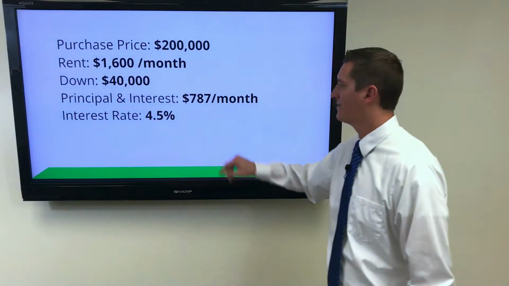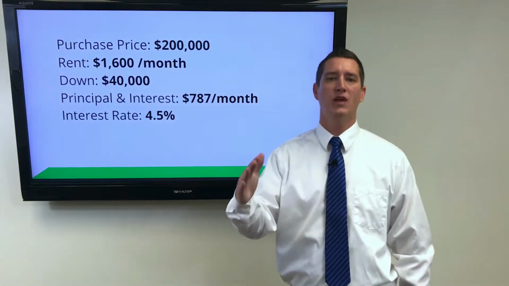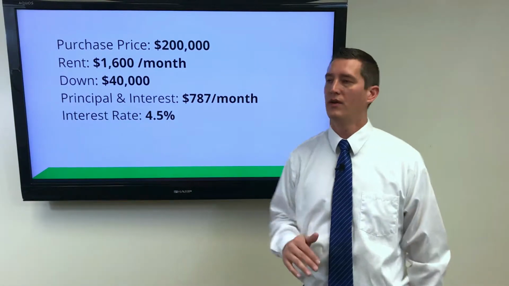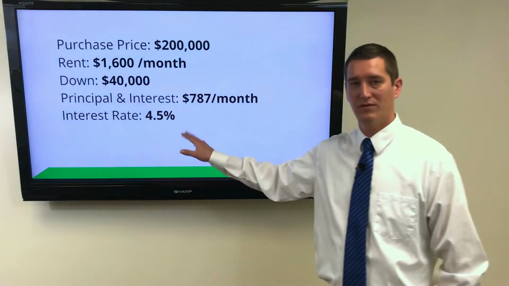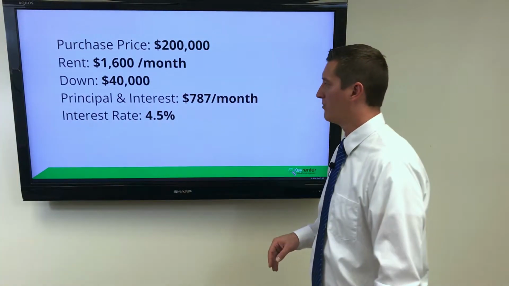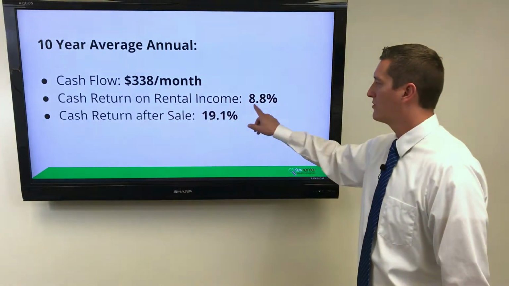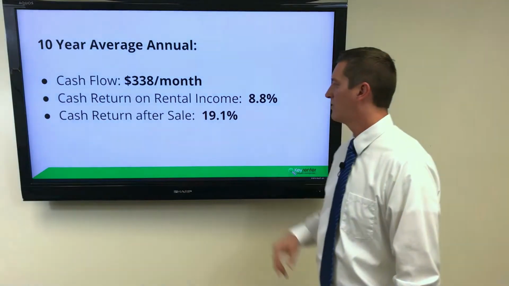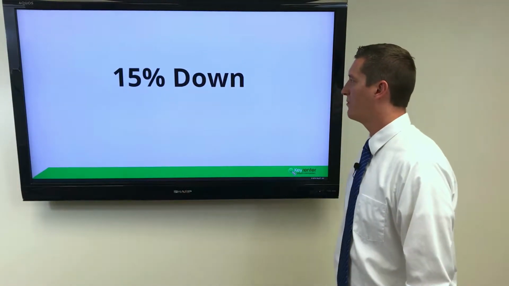20% down. $40,000 down. $787 principal and interest, rate 4.5. So we've bumped up about 0.25% because we're at the 20% mark. So a little bit higher rate, which is still, in today's money, a great rate for a rental property. Cash flow of $338, cash return on the rental income 8.8 has stayed the same as the other one. Cash return 19.1%.